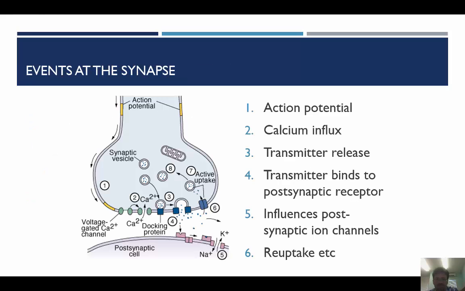So this diagram here simply summarizes everything that we've done. You can see number one is the arrival of the action potential. Number two is the influx of calcium. Number three is the transmitter release. Number four is the binding to the postsynaptic receptor. Number five is what takes place at the postsynaptic receptor. And number six is the actual reuptake process, which allows the neurotransmitter to be repackaged back into the vesicles of the synapse. So this diagram literally summarizes everything that took place. And each one of those six processes, you can talk about and describe in a little bit more detail.